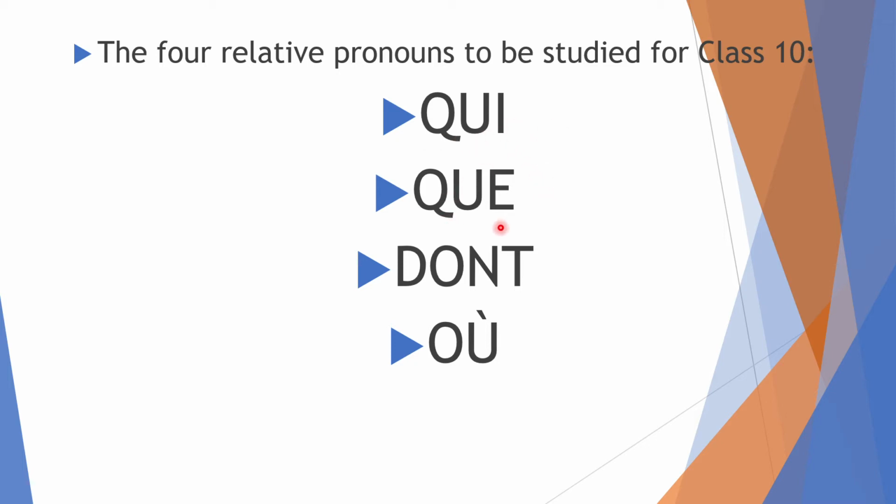Now, the four relative pronouns that you need to do at the class 10 level for Goa board are qui, que, dont, où. These are the four that you need to do. Okay, there are many more like laquelle and lequel and all, but you don't have those. Okay, you just have the simple relative pronouns.